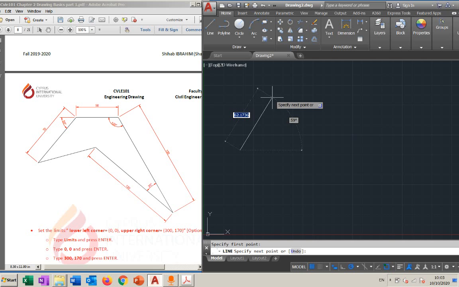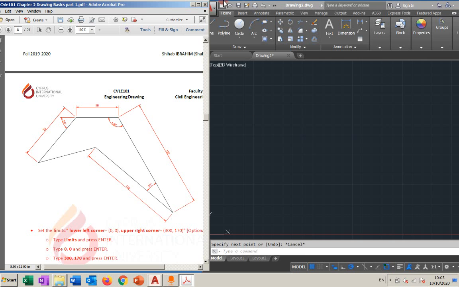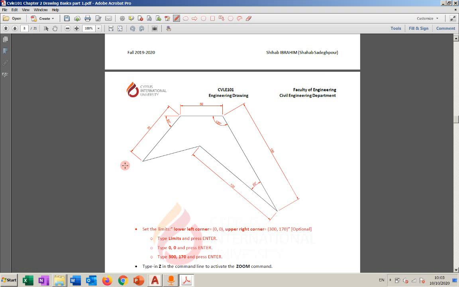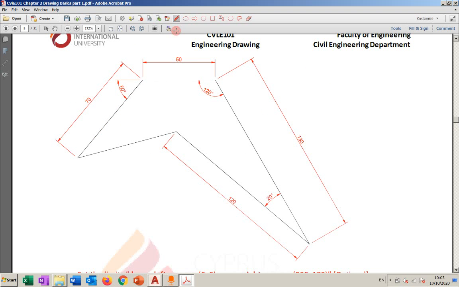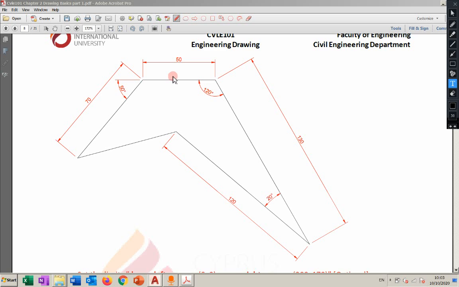Now, in order to draw this line, I have the length, yes, 70. But before going, let's just imagine. Where do I start? From this point, and I'm going up. So let me just come here to explain this one. So where do I click?